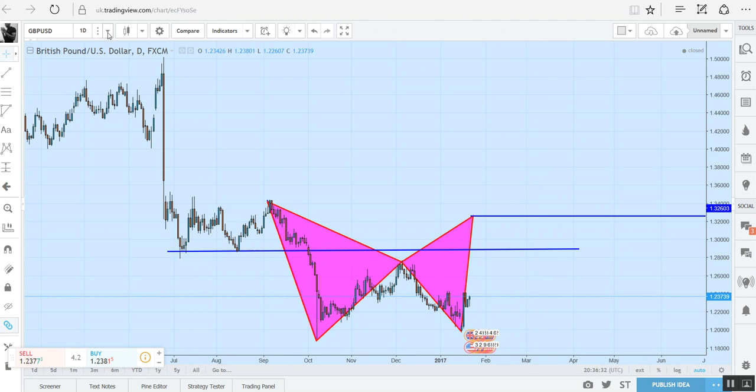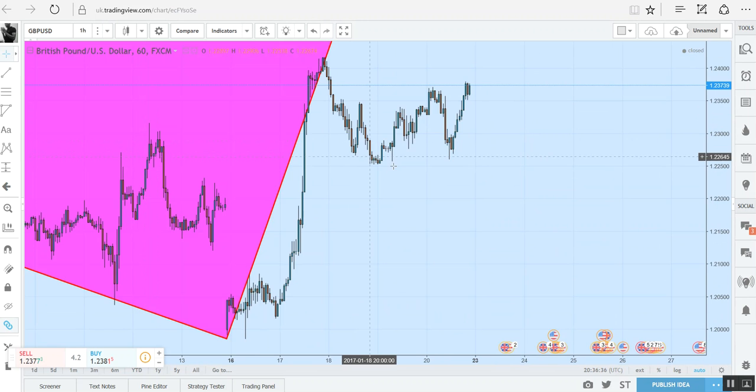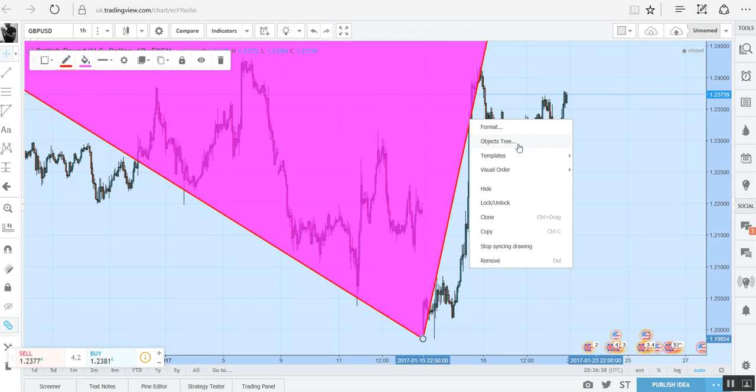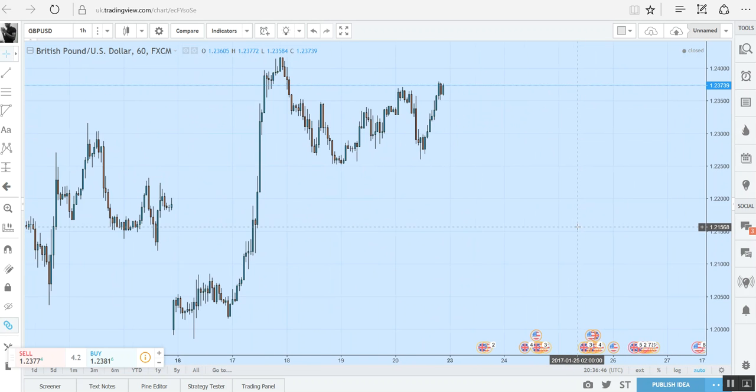But if I drop this back down to the 1 hour time frame, what I'm going to do is delete all of this because it's going to interfere with the kind of analysis I'm going to do for you guys next. Pound against the US dollar, yep, delete.